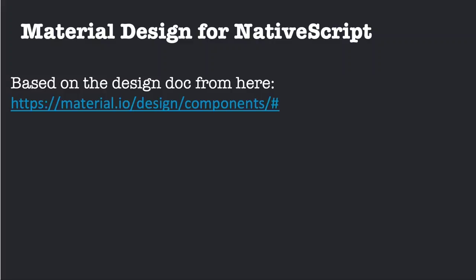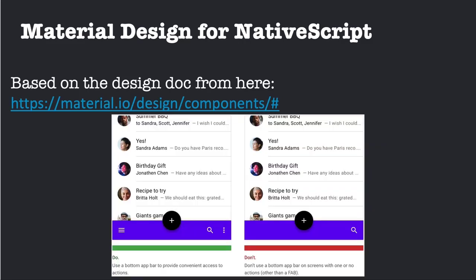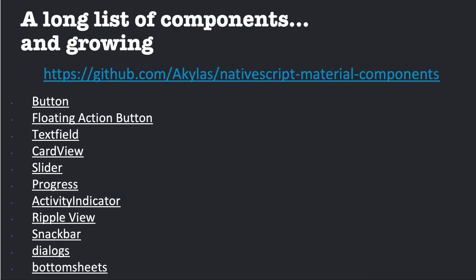The Material Design components are basically based on the design guidelines that were produced by Google, which tell you what to do and not to do when you're building an application, but they also provided recommendations for styling of different UI components. What Martin did is create a very long list of components.